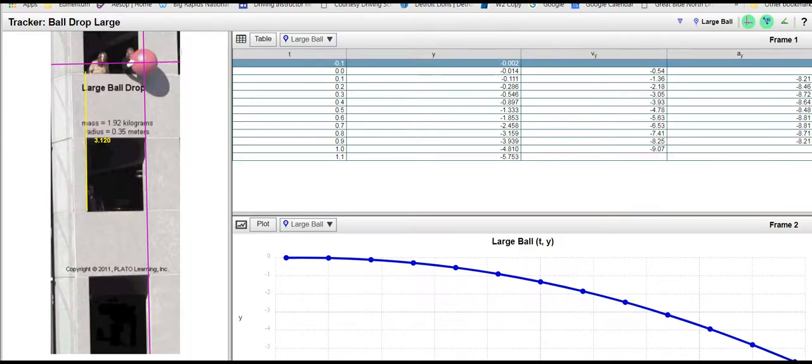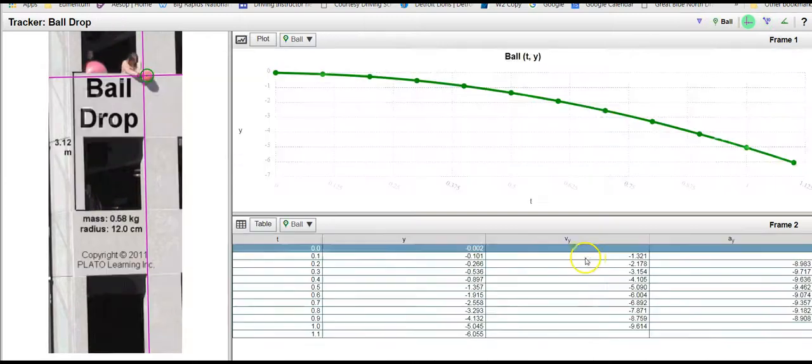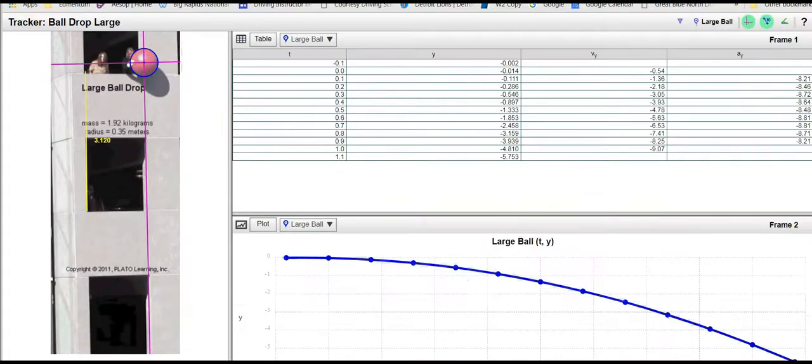And then look at the other ball. Those are the same graph, aren't they? Hold on. All right, now we're back on track. Screen froze on me a little bit. So for the ball drop, for the smaller ball, at 0.1 seconds, 1.321. And for the large ball, at 0.1 seconds, we're seeing 1.36. So not a lot of difference right there.